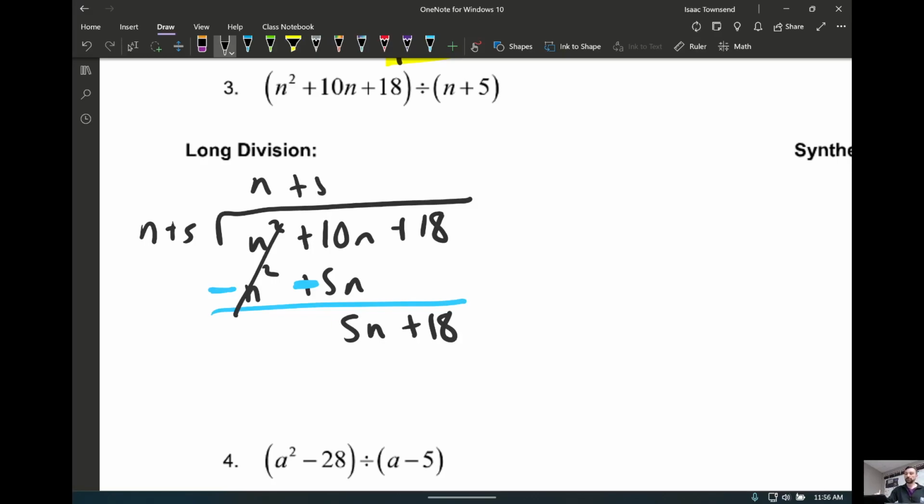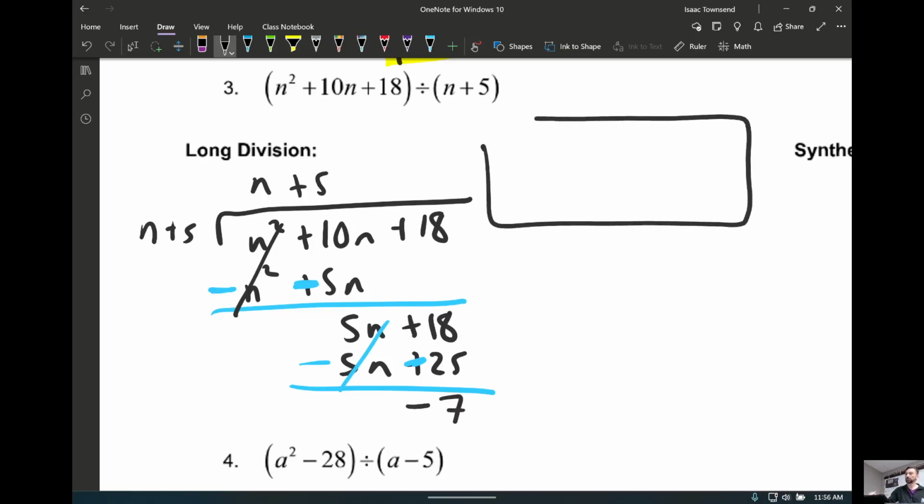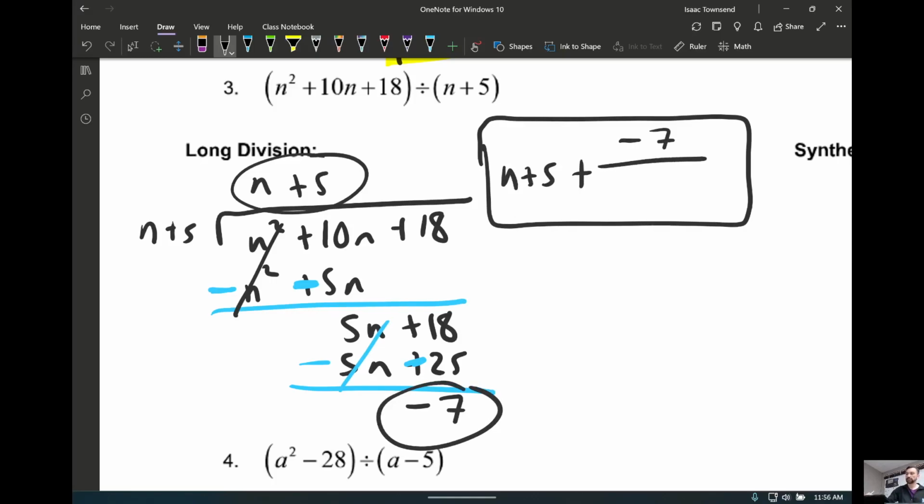Okay, next part should be 5, because 5 times n gives you 5n, but also 5 times 5 gives us 25. Same thing, change the signs and add before you forget. Looks like we end up with a remainder of -7. So, what we were aiming for on this question as an answer is quotient n plus 5 plus remainder -7 over divisor n plus 5. That's the divisor, the thing you're dividing into.